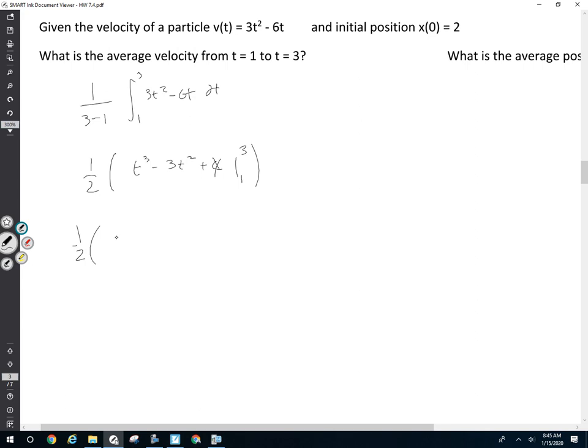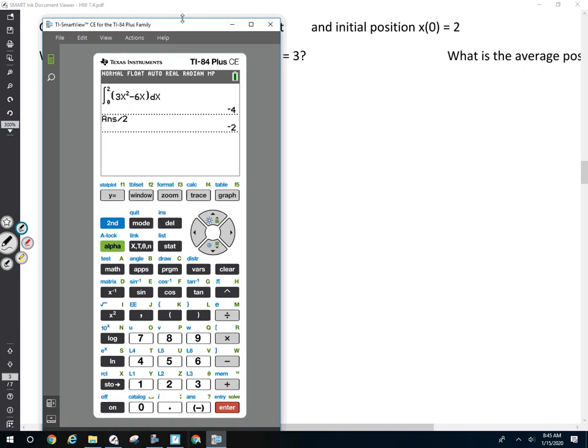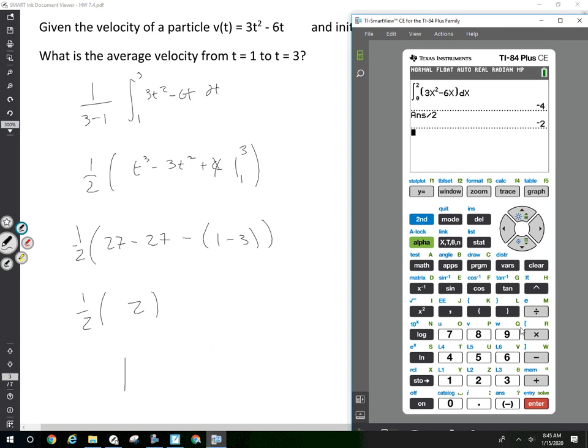So I'll have 1/2, 8 minus, no, that's an 8, 27 minus, this is 27, minus 1 minus 3. So this is 1/2. This is -2. That's a +2. So that's 1. Okay. Just to confirm the answer, you need to be able to do this with and without a calculator. 1/2 times the integral from 1 to 3 of velocity, 3t squared minus 6t.